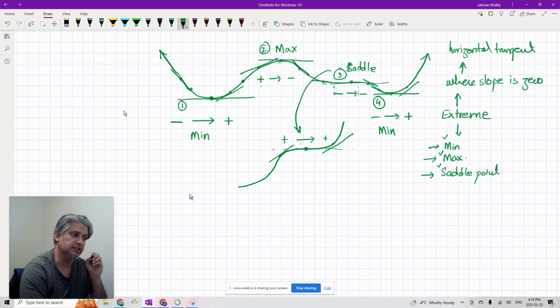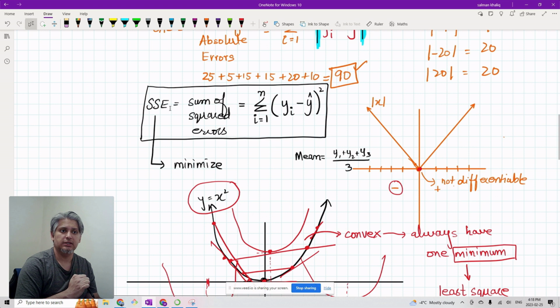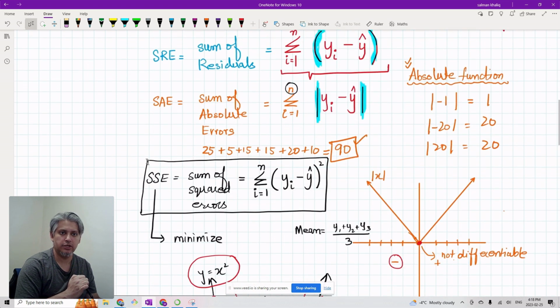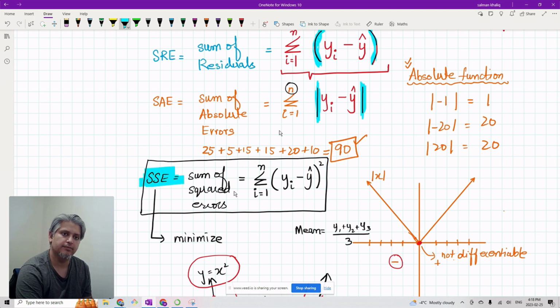Our error function looks something like this. So I'm going to use this sum of squared errors. Let me highlight this. Let me give it a color. So I'm talking about this error. This is what we need to minimize.